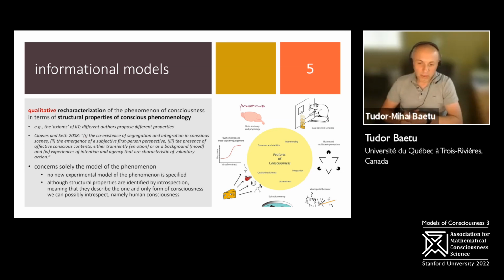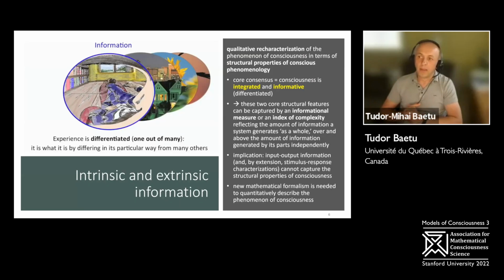One thing that I can note immediately is that the structural properties are identified by introspection, which means that for all intents and purposes, they describe the one and only form of consciousness that we can possibly introspect, which is human consciousness. So perhaps there is an experimental model that's implied after all. Okay, now, what's this qualitative recharacterization?